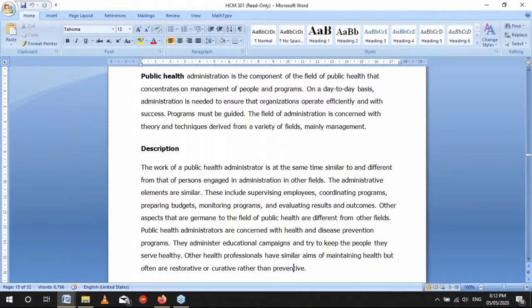You can also say it is the component of the field of public health that concentrates on management of people and programs. Whichever way you put it. In fact, the field of administration is concerned with theory and techniques derived from a variety of fields, mainly management.